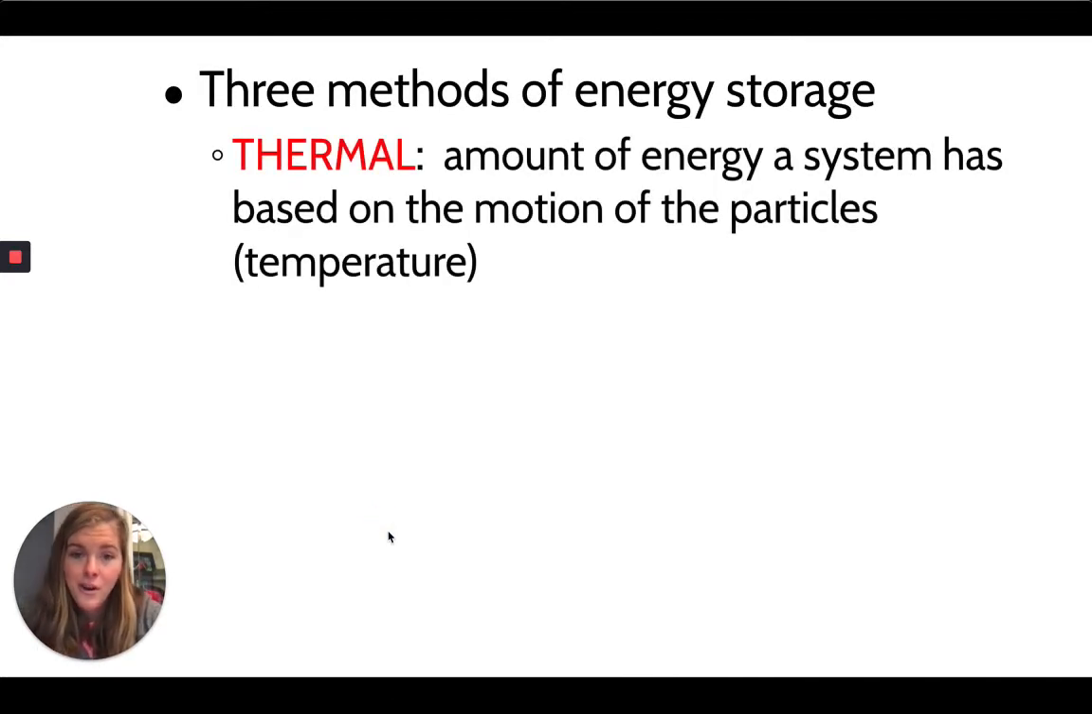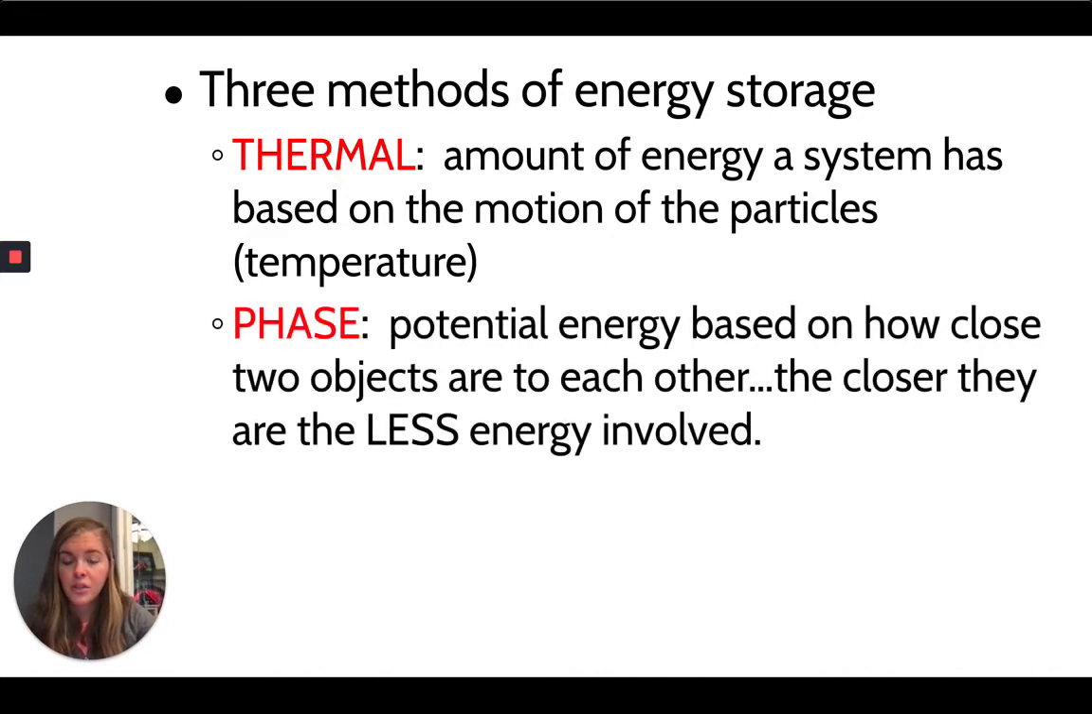So, three methods of energy storage. The first is thermal. Thermal energy is the amount of energy a system has based on the motion of the particles. The temperature is what we feel or sense when we touch something, so how hot or cold something is. Whereas thermal energy is the amount of energy something has based on how fast the particles are moving, which causes its temperature.